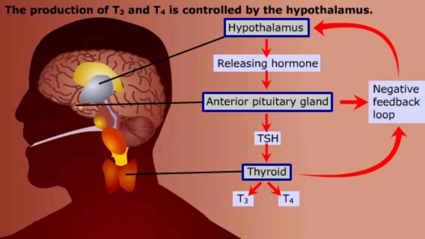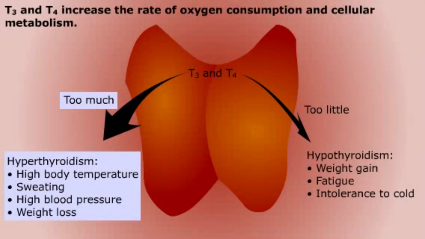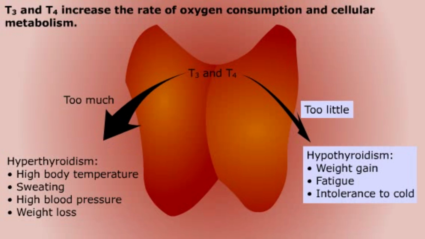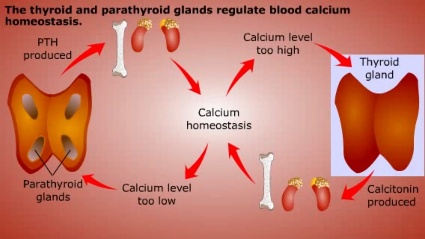The proper regulation of T3 and T4 levels in our blood is important for good health. These hormones are involved in regulating such essential functions as blood pressure, heart rate, digestion, and reproduction. The hormones increase the rate of oxygen consumption and cellular metabolism. The thyroid gland also helps regulate the level of calcium in our blood.